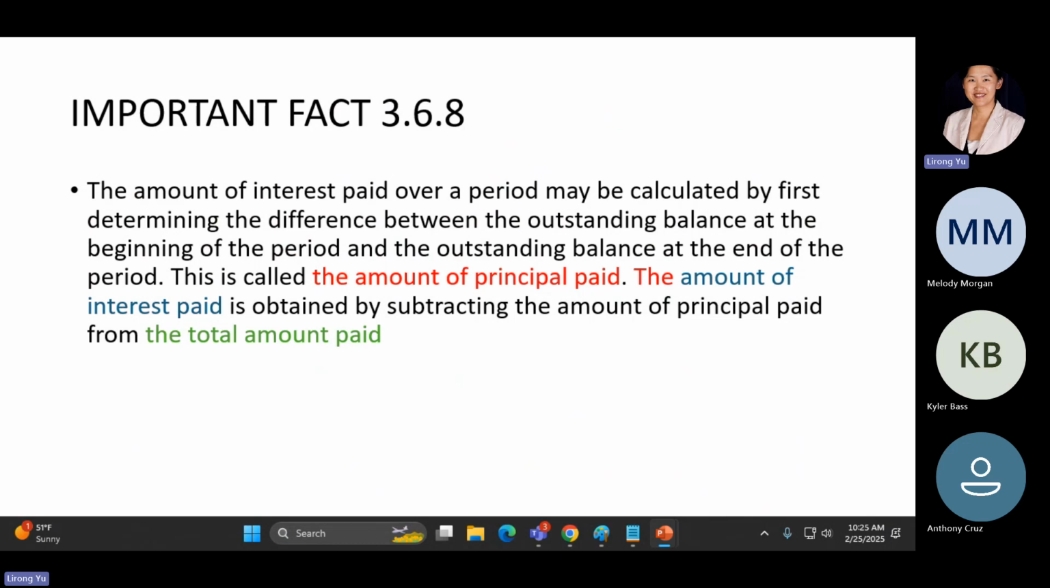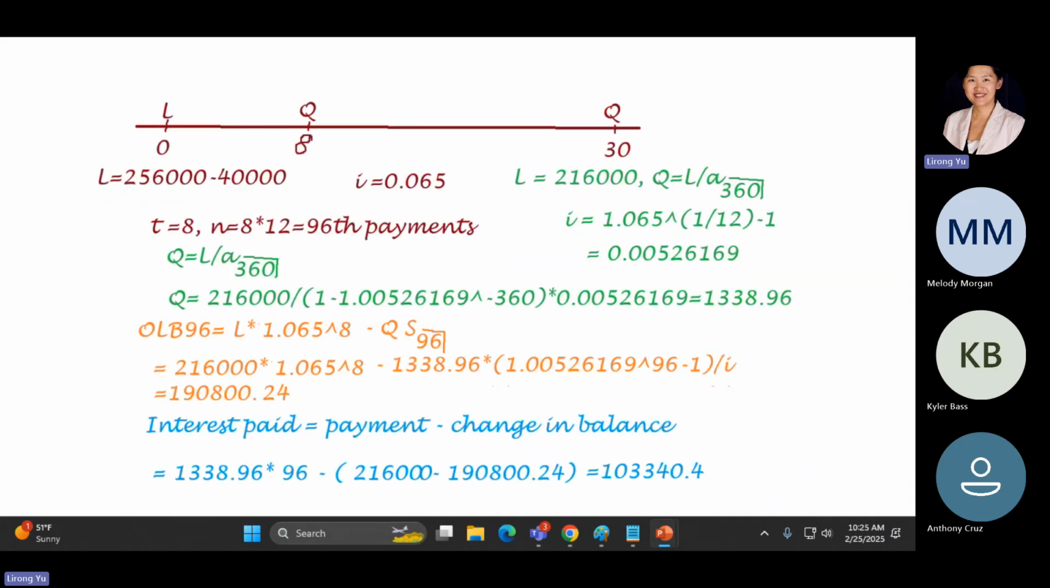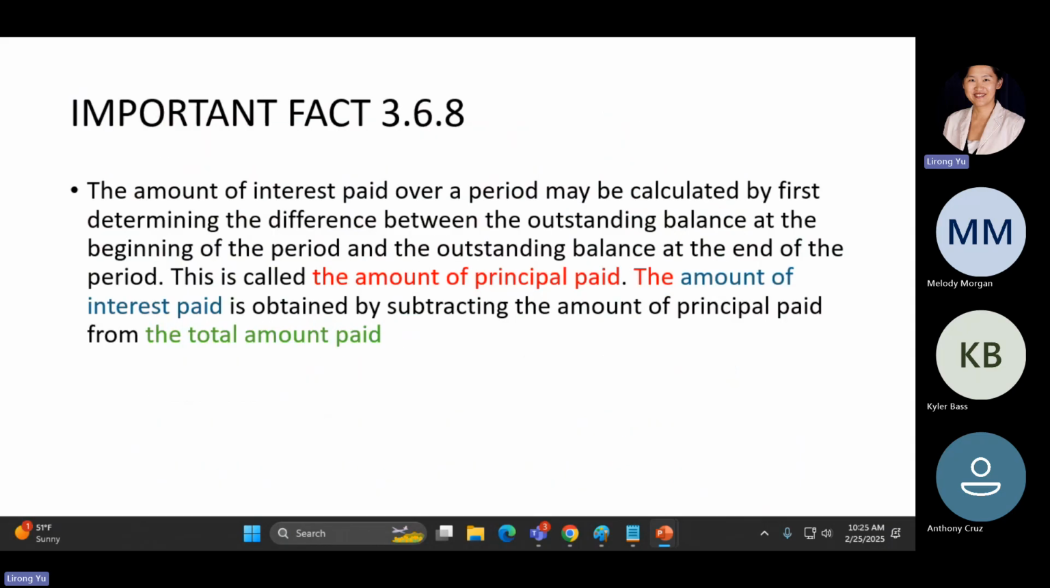Okay, what we observe from that question is that the amount of interest paid over a period may be calculated by first determining the difference between the outstanding balance at the beginning of the period and at the end of the period. In our case, we take the original loan balance minus the ending balance. That's the change in the balance. So the subtraction in the parentheses is the change in the balance. That's not the interest amount, but it's going to determine the interest calculation.